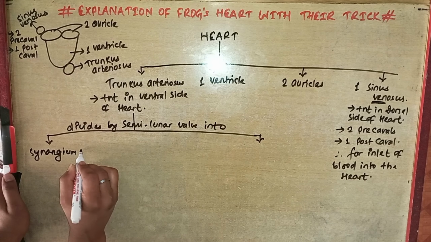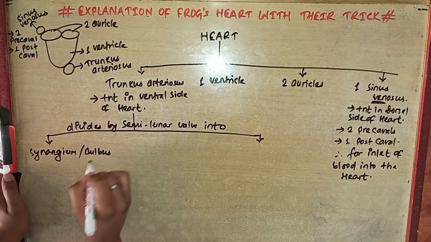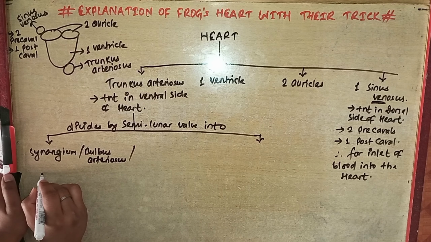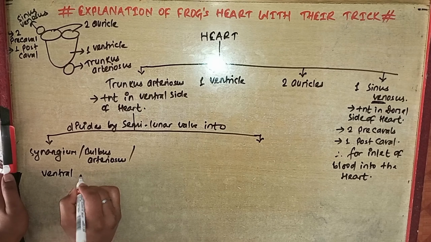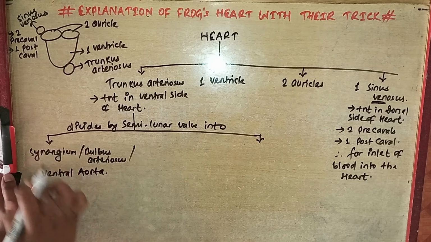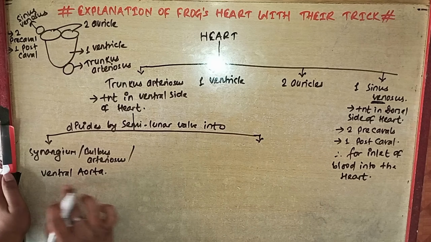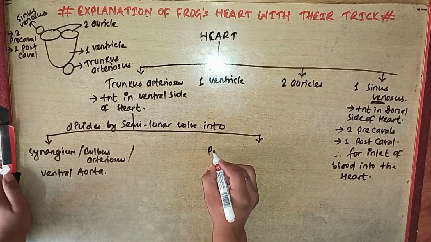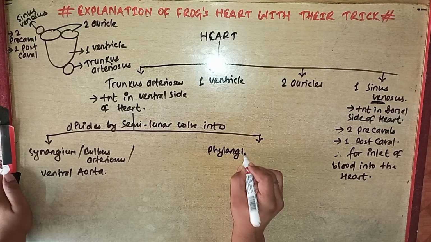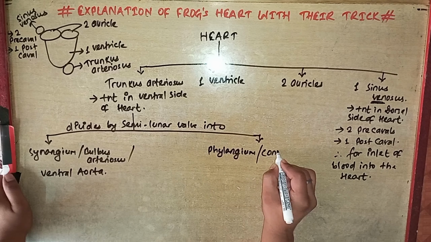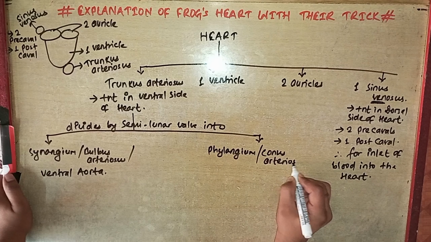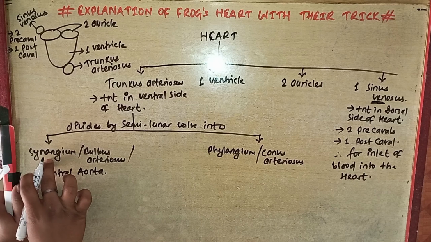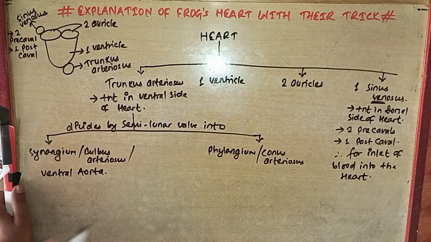synangium, that is bulbous arteriosus or ventral aorta. These three are the names of synangium. Truncus arteriosus is divided by the semilunar valve into synangium and phalangium, that is conus arteriosus. To remember the names of synangium, I'll provide you a trick.